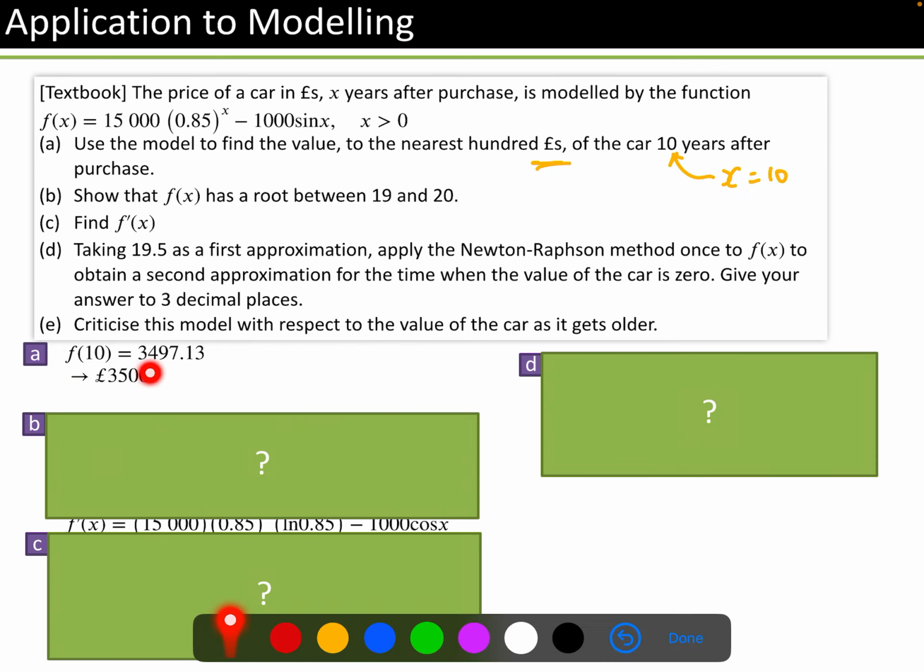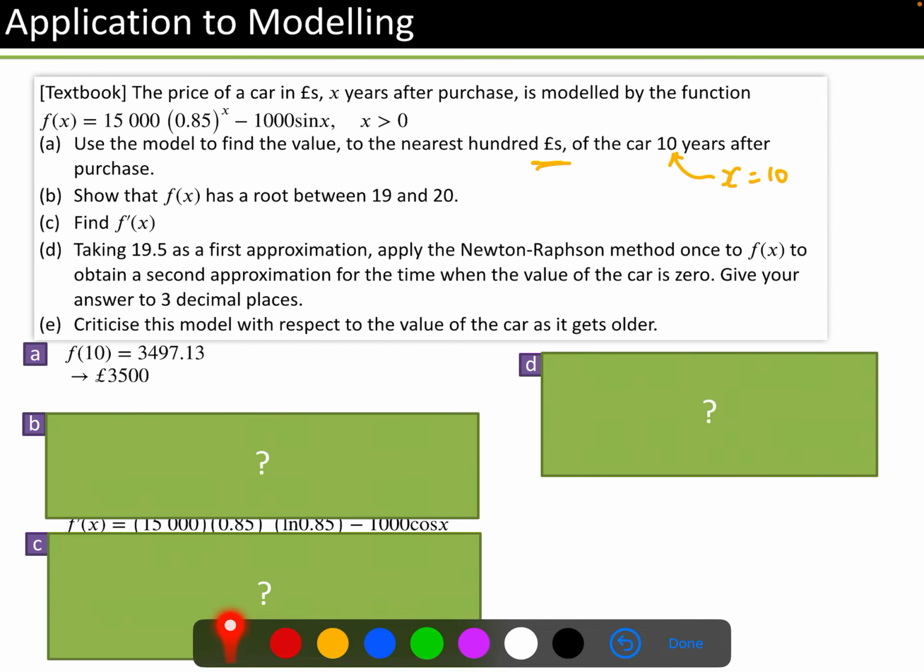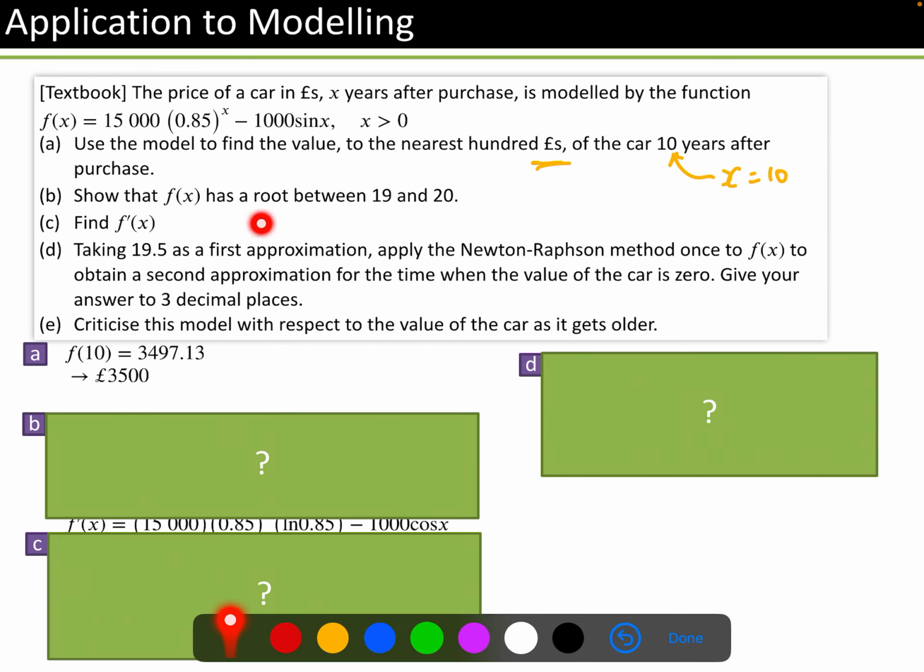So what you do is you write this with lots of decimal places and then you write your final answer afterwards. Next, show that there is a root, right? So finding roots is what the Newton-Raphson process or the iterative process is all about. So show that it has a root. Show that here means we are actually meant to use the 19 and the 20.